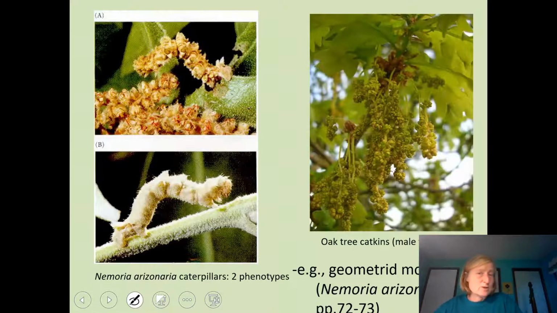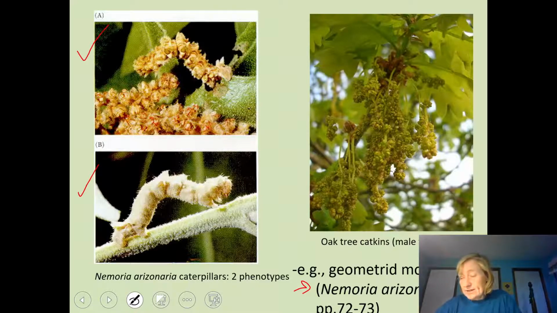Another insect, the geometrid moths, and here's its species name if you want to see it. Turns out the geometrid moth caterpillars have two different forms. So remember, in a moth or a butterfly, you start out with an egg that develops into a caterpillar, and the caterpillar grows for a while. It becomes a pupa, and it undergoes metamorphosis to become the moth or the butterfly. Well, it turns out that in this species there are two different forms, or two different phenotypes, of caterpillars. One of them looks like the top form, and one looks like the bottom form.